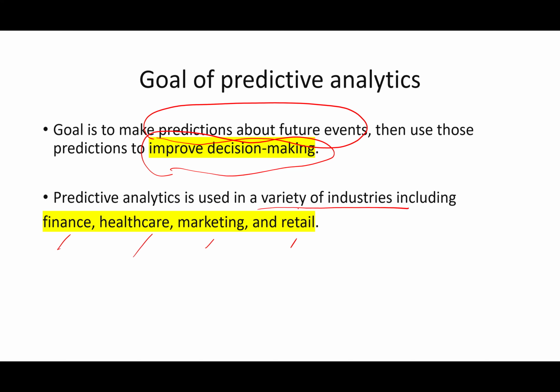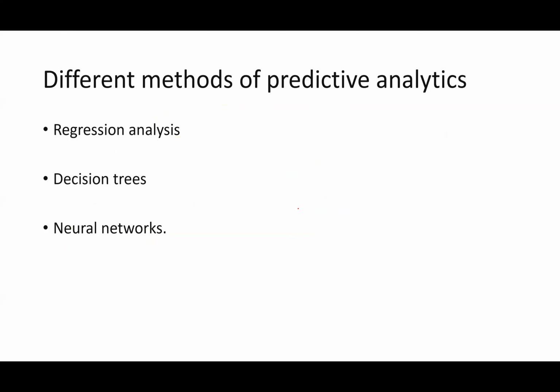So not only these four industries, there are a number of industries where predictive analytics is used in every industry. Okay, fine. So basically, there are different methods of predictive analytics. This we'll discuss in future. Don't worry. It's called regression analysis, then decision trees, neural networks.